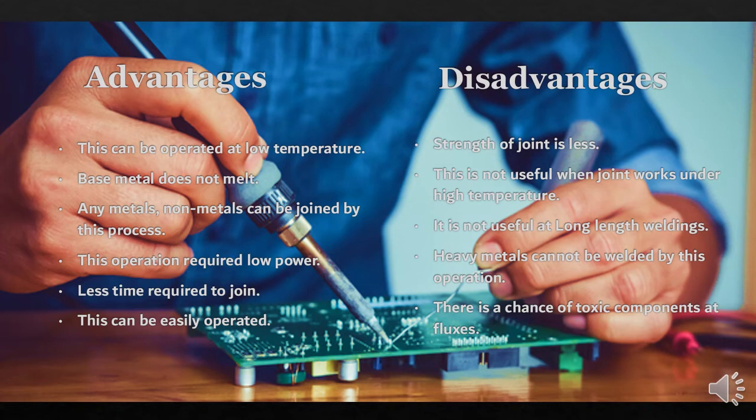The disadvantages of this process: the first one is that the strength of the joint is less. This is not useful when the joint works under high temperature. It is not useful for long length welding. Heavy metal cannot be welded by this operation. And the last is there is a chance of toxic components in the flux.